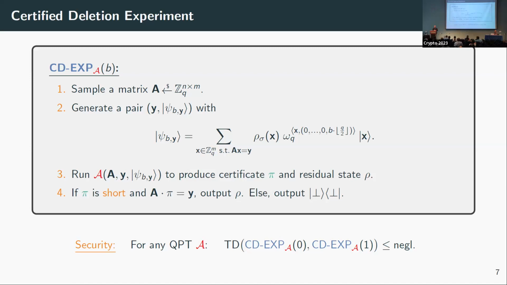And then we run the adversary. The adversary will tell us a certificate and also have some remaining residual state. And we want to argue that if the certificate is valid, meaning it's short and it's a solution to the equation A times X equals Y, then their residual state should not depend on B. Okay, so this is the claim. And to prove security, this is what we have to show.